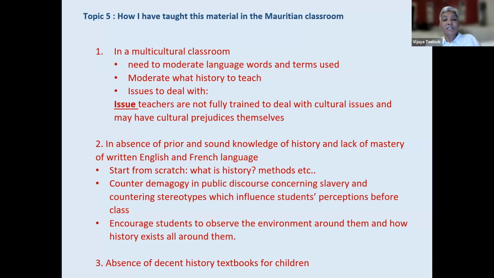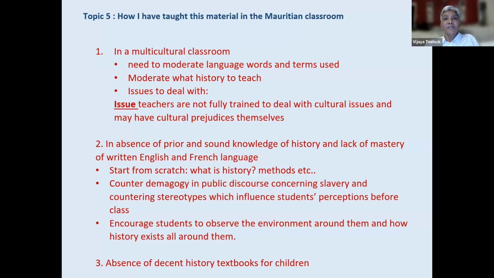What is interdisciplinary history? And we also have students that have said we have to counter the demagogy that we hear in the public and among politicians and some intellectuals and so on. So these are the issues. I don't know if that's the case in the US, but this is what we face in Mauritius today.